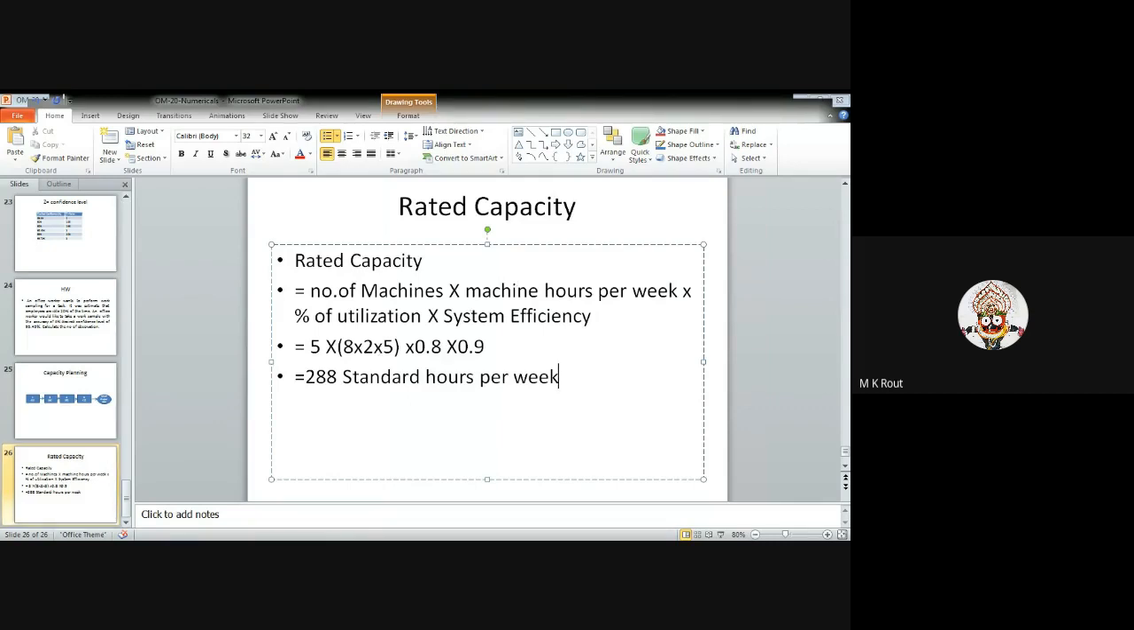Let's check who has solved this one. Sheikh Abdullah Aziz, what is your answer? Sir, machine hours per week. We have to calculate 8 hours into 2 shifts into 5 days. 8 hours is the duration of a shift. We have 2 number of shifts. That is why I multiply 8 hours into 2 shifts, and the number of days, that is 5 per week. Is it clear? Okay, sir.